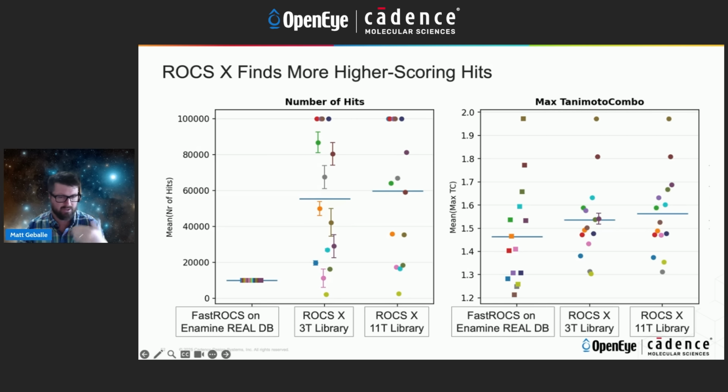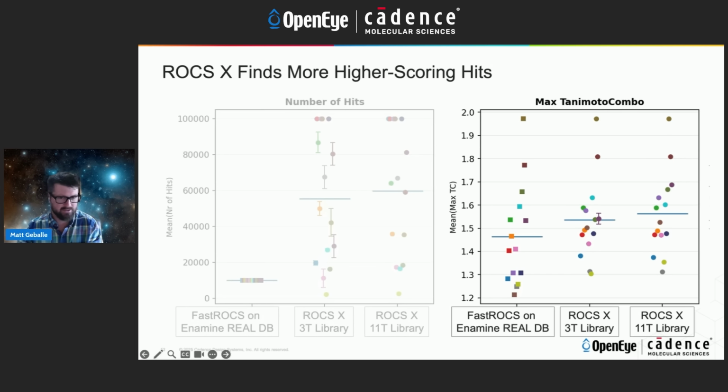We can also look at the maximum Tanimoto combo. So what is the score of the best molecule that you found? And we also see, as we go from searching Enamine REAL to searching larger and larger ROCS X libraries, we do see an increasing top of that hit list. So we are finding higher and higher scoring molecules from these searches.